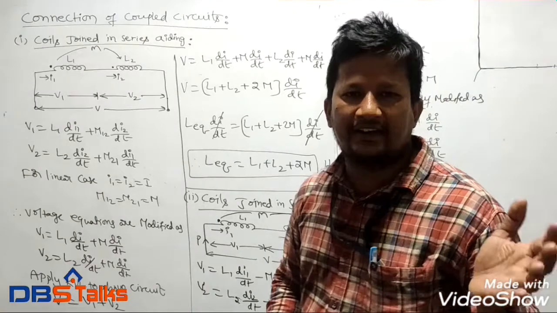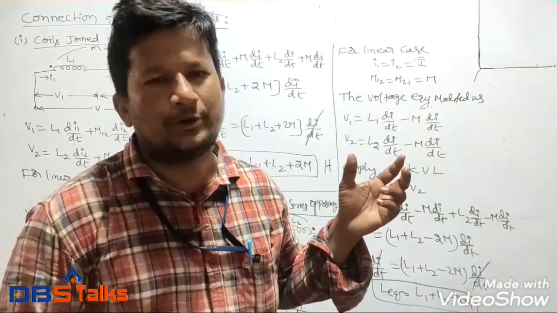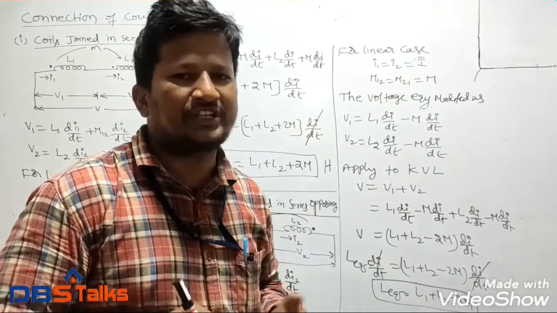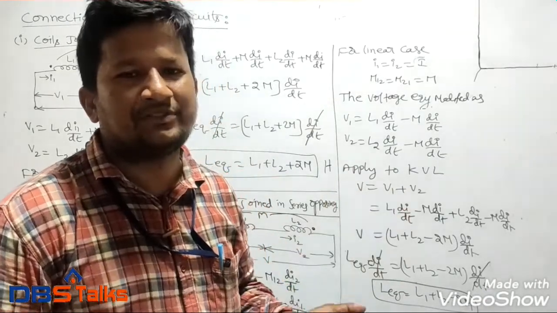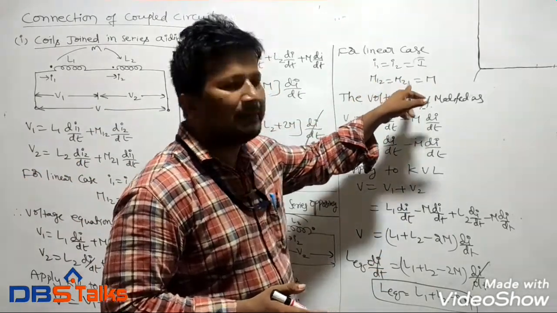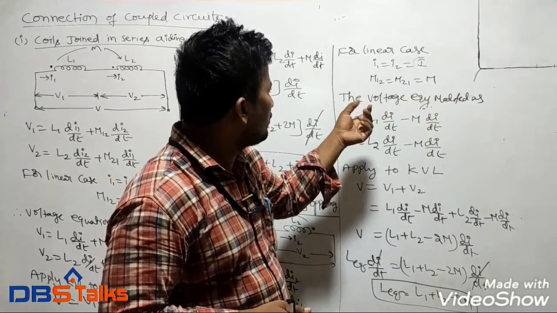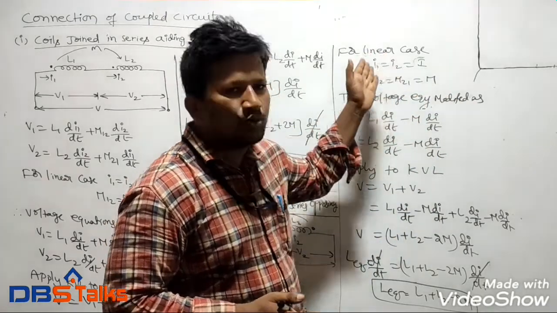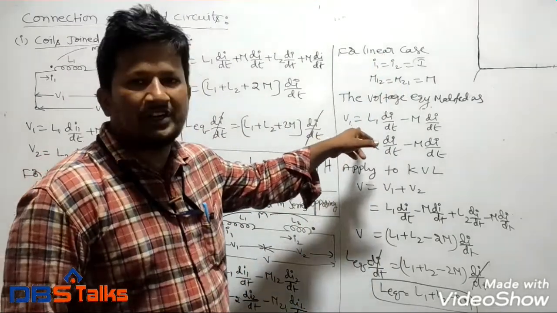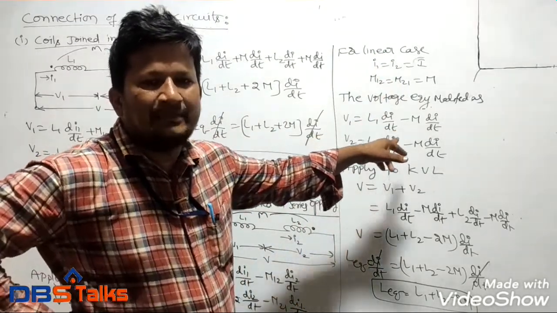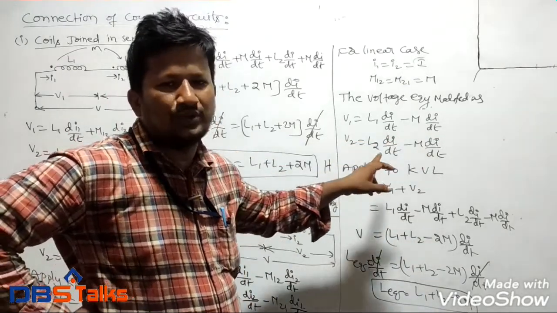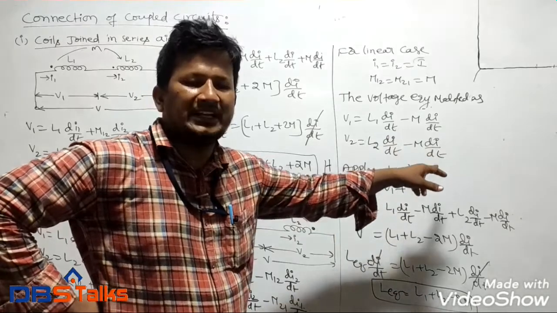And as we know, for a linear bilateral circuit, currents in both circuits are the same, and the mutual inductance between these two circuits is also the same. That is I1, I2 is equal to I, M12, M21 is equal to M. Applying these two considerations in the voltage equations, V1 is equal to L1 dI by dt minus M dI by dt. V2 is equal to L2 dI by dt minus M dI by dt.